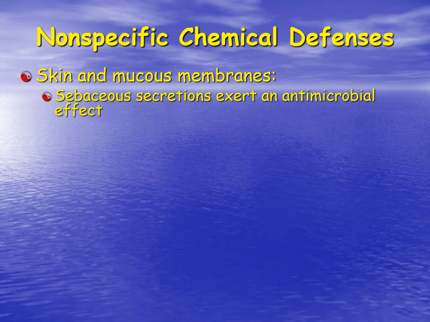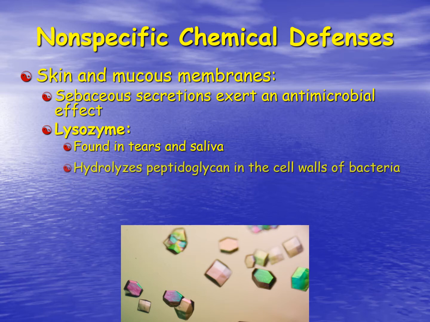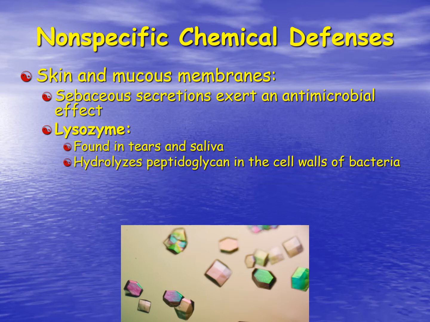So the skin and mucous membranes, the sebaceous secretions, the oil secretions, exert an antimicrobial effect. Most microbes do not like fat, and so they tend to not actually cause as much disease if you have more oils on the surface of the skin. Also, in some body secretions, we have something known as the lysozyme. This is found in high amounts in saliva, tears, and even mucus. It hydrolyzes the peptidoglycan in the cell walls of gram-positive bacteria.